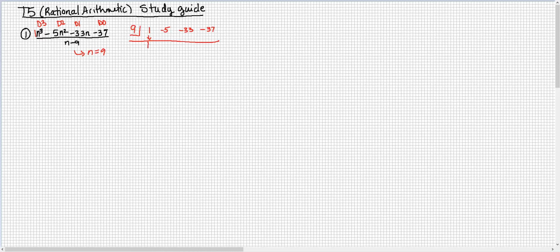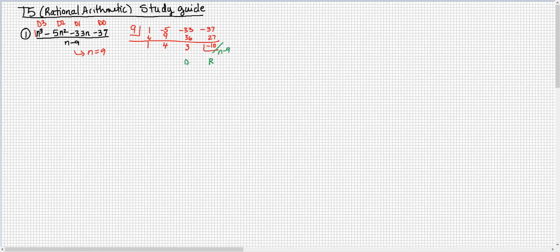Bring down the 1. 9 times 1 is 9. 9 minus 5 is 4. 9 times 4 is 36. 36 and negative 33 is a positive 3. 9 times 3 is 27. And 27 and a negative 37 is negative 10. All right, the other thing you need to know is that this is always the remainder. So it's going to be over the divisor, which is n minus 9.